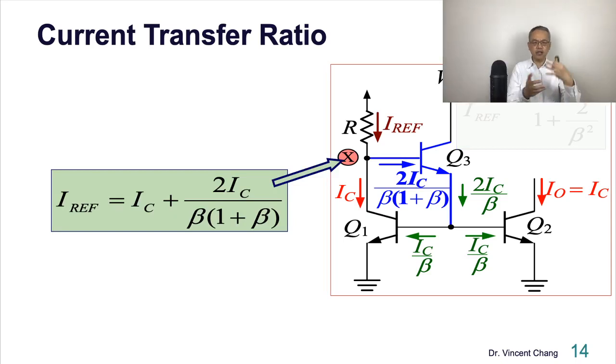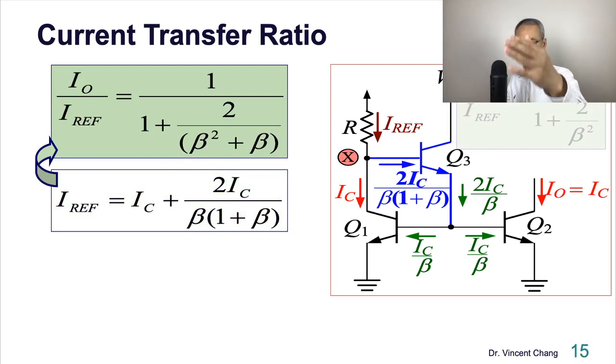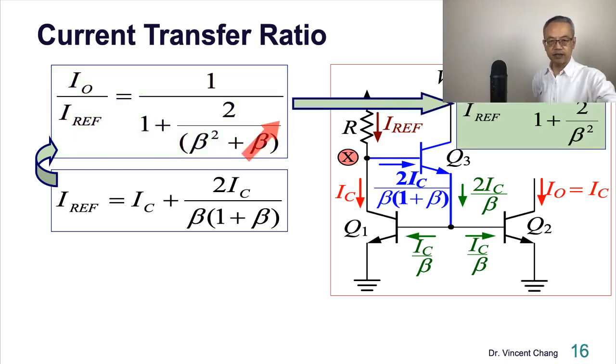If you're still struggling, maybe with a little bit of doubt, then the last resort is to do the KCL, to do the circuit analysis. Apply the KCL on node X for the reference current. You have the flow in on the left-hand side, and the sum of flow out, IC plus this. And then it's this. Because IC equals IO, I reference divided by IO. This is what I just said: the error term is 2 over beta squared plus beta. Then you get this.